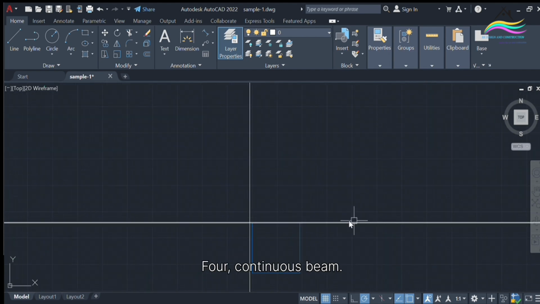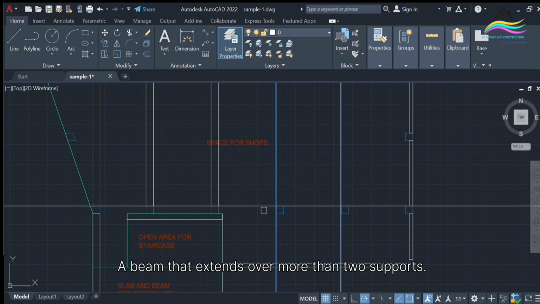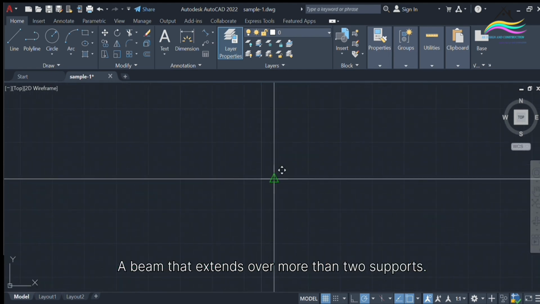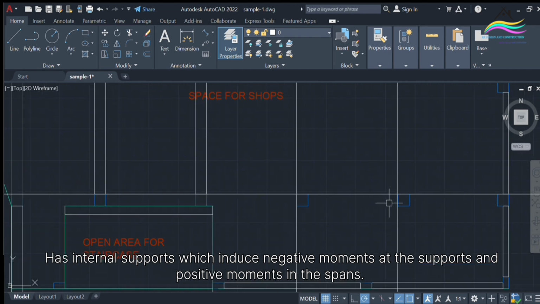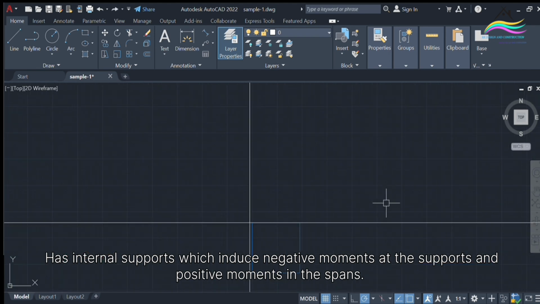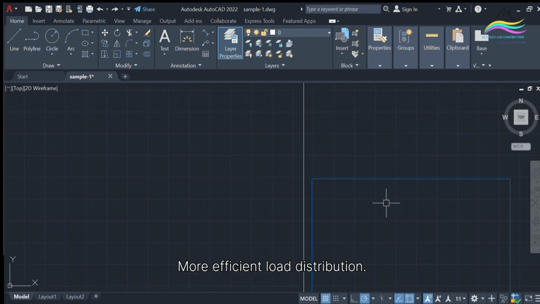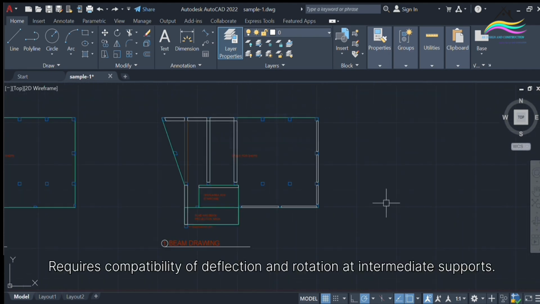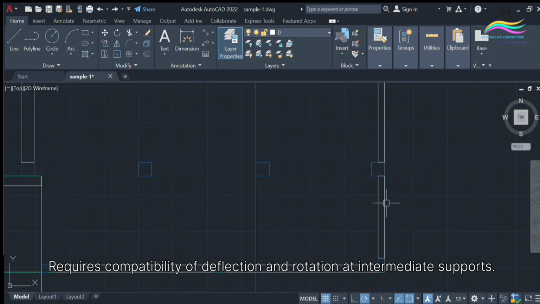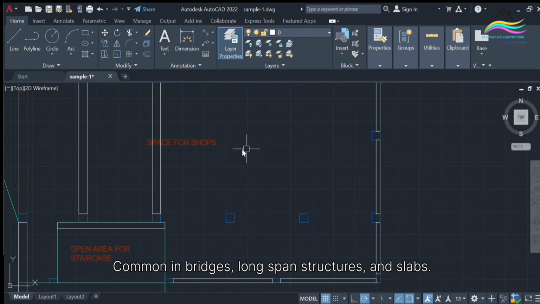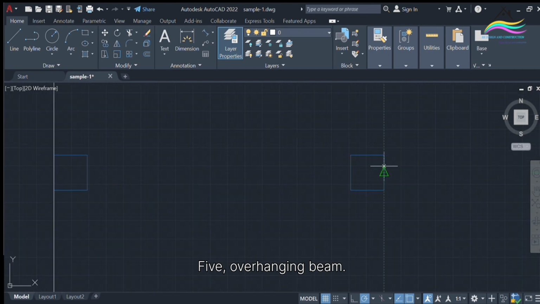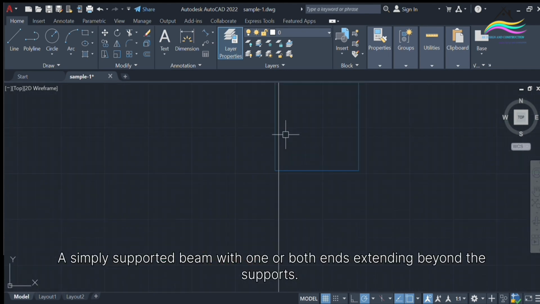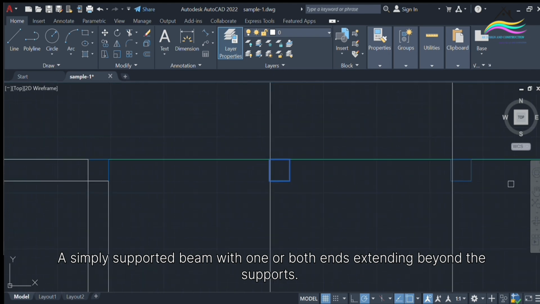4. Continuous beam. Description: a beam that extends over more than two supports. Behavior: has internal supports which induce negative moments at the supports and positive moments in the spans. More efficient load distribution. Requires compatibility of deflection and rotation at intermediate supports. Common in bridges, long span structures, and slabs. 5. Overhanging beam. Description: a simply supported beam with one or both ends extending beyond the supports.